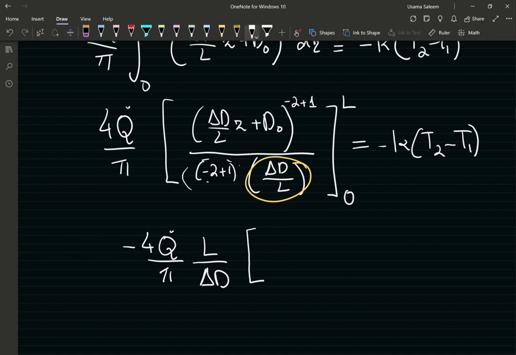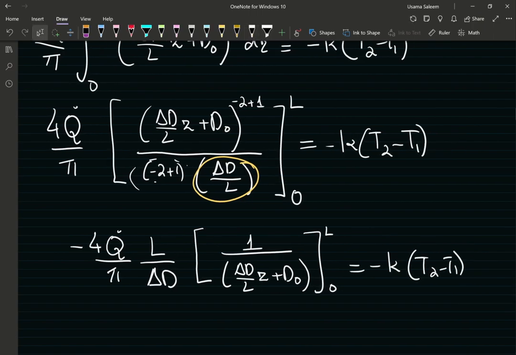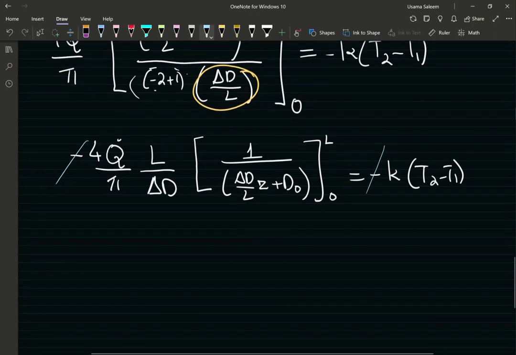If I put it back in the 1 over form, in its original setting, this is what it's going to look like. This is going to go from L being the upper limit and 0 being the lower limit. Of course we have a negative sign on the left hand side and a negative sign on the right hand side, so those just drop out.